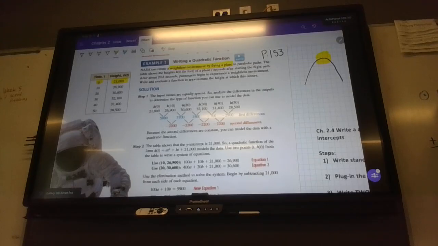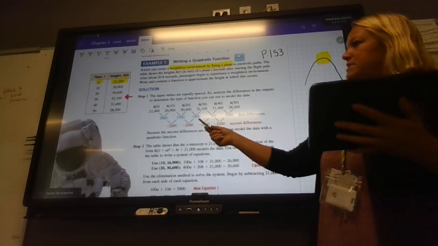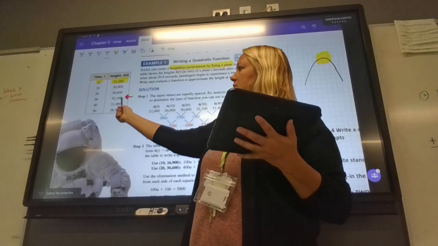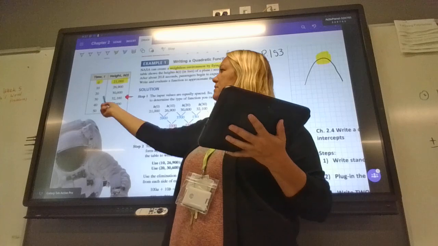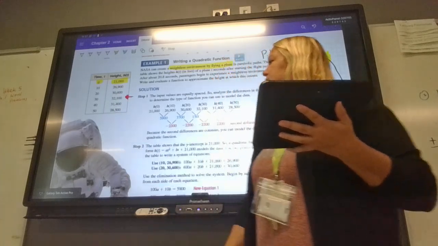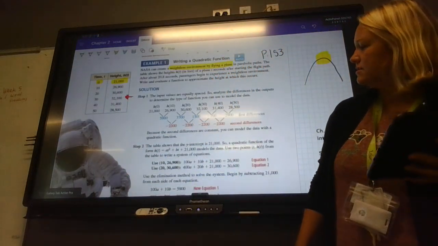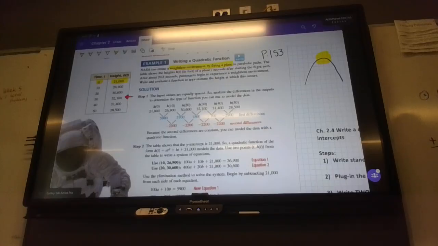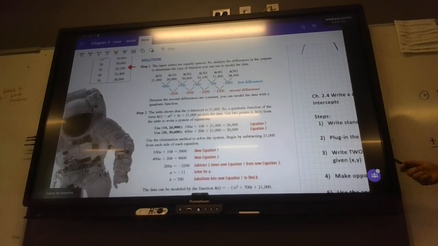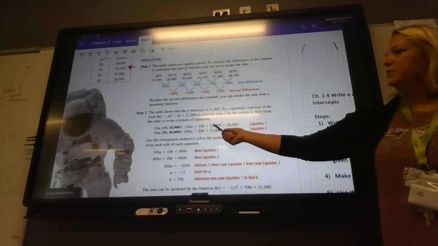It looks like right around here it turns, right? Right around there. It's not perfectly symmetrical like a lot of the tables we've seen, but it goes up to 32,000 and then it starts going down again. So I can't say for certain this is the vertex because there's not perfect symmetry. Maybe there is.